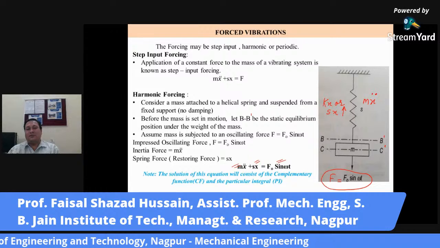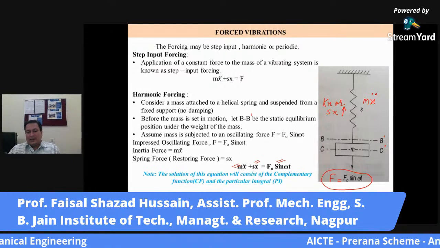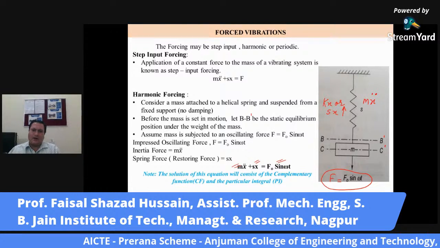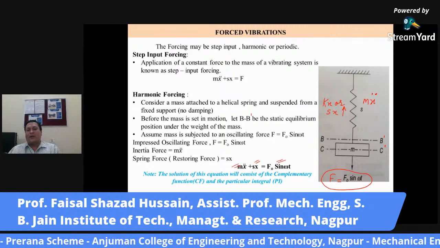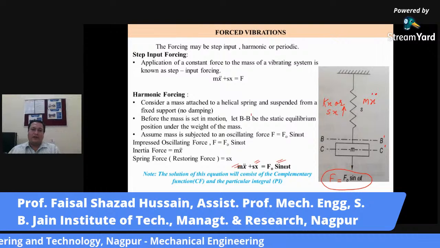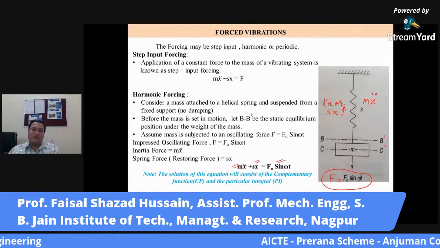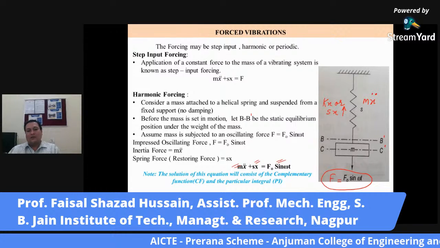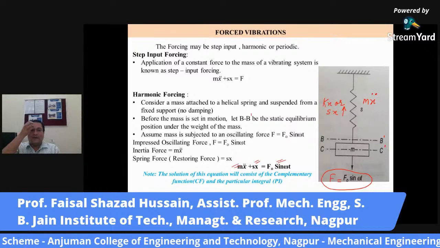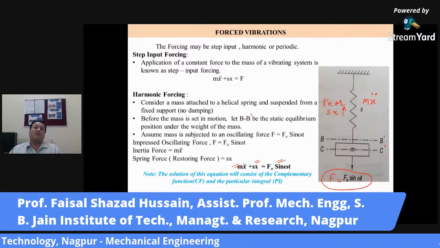the solution for this equation will consist of two parameters that you have studied in your mathematics, that is your complementary function and the particular integral. So the complete solution will be CF plus PI, and then we can find the equations for the above parameters, that is your spring, damper, and the oscillating force. Now the third one is your periodic forcing.